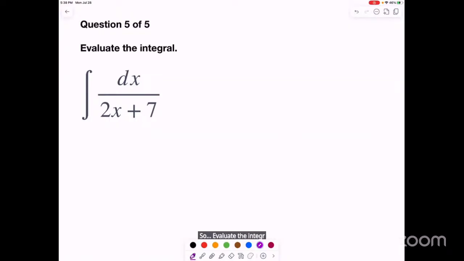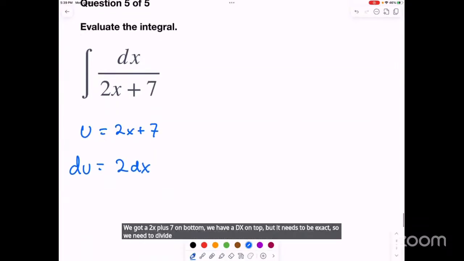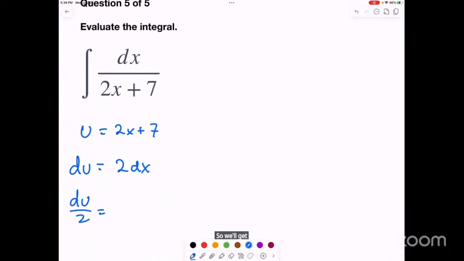Evaluate the integral. At first glance, I'm tempted to try u substitution. So we're going to let u be 2x plus 7, right? So that means our du is going to be 2 dx. We have 2x plus 7 on the bottom and a dx on top, but it needs to be exact, so we need to divide both sides by 2. So we get du over 2 equals dx.